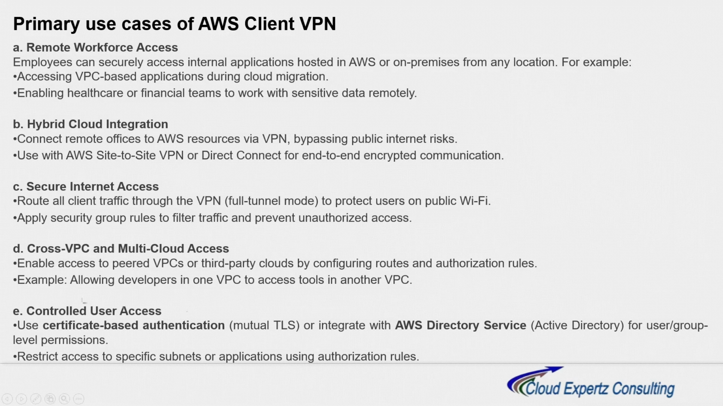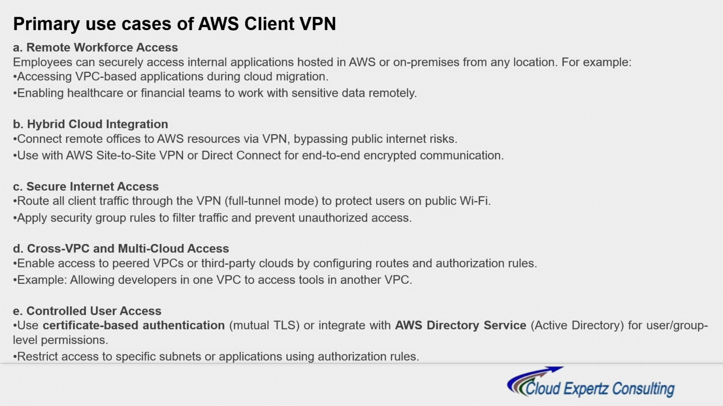And the last but not the least point is controlled user access. While creating the VPN endpoint, we are going to enable the feature called mutual authentication, where it authenticates using the client certificate and the server certificate. It supports user certificate based authentication, mutual TLS, or integration with AWS Directory Service for user group level permissions, and it restricts access to specific subnets or applications using authorization rules. That's for sure. So now we have covered the theory part.